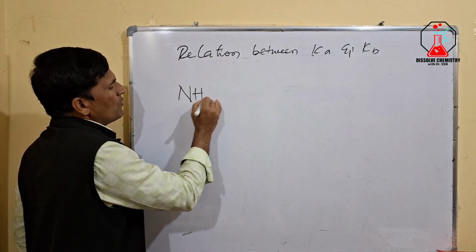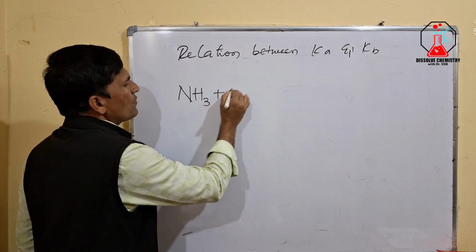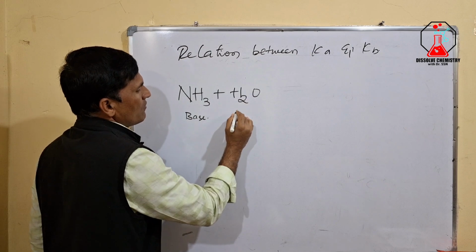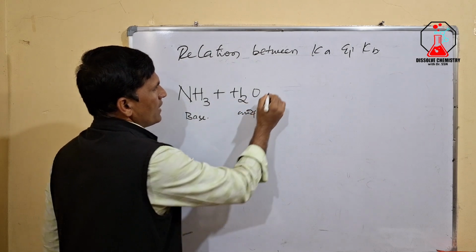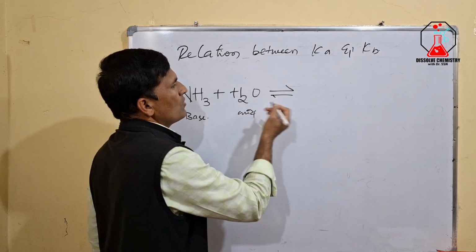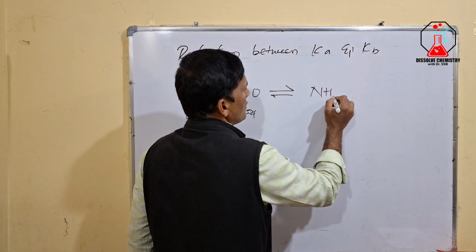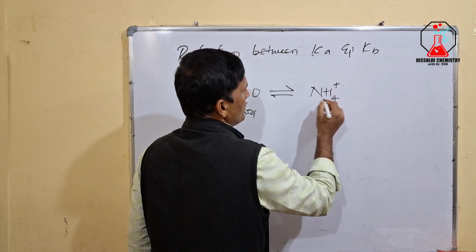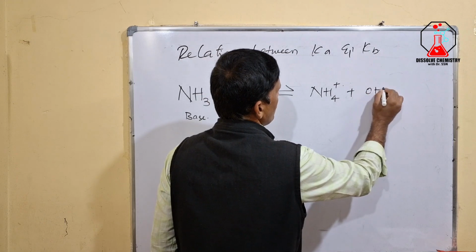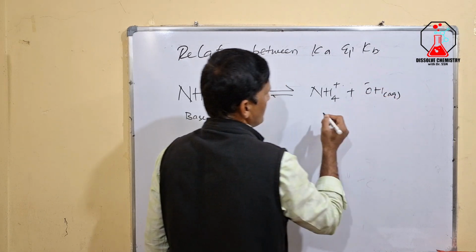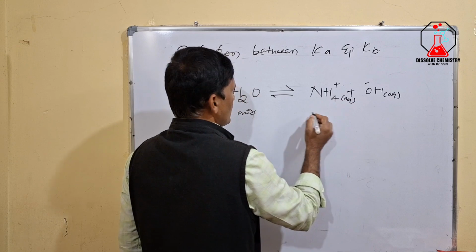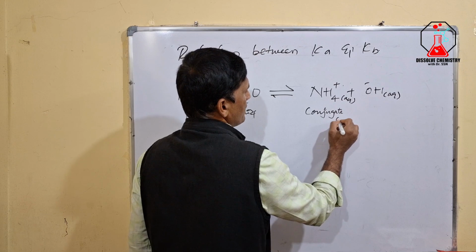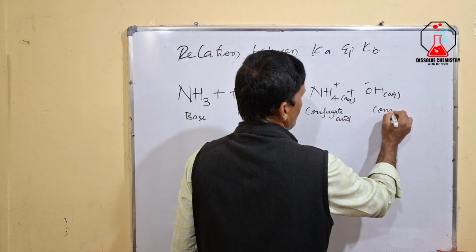Say, for example, you have taken ammonia, and if you dissolve it in water, then ammonia will be the base and water will be the acid. It will undergo partial ionization or dissociation. So then you will get ammonium cation plus OH minus ion, aqueous. Write aqueous for all. Here the ammonium is called the conjugate acid, and the OH minus is called the conjugate base.